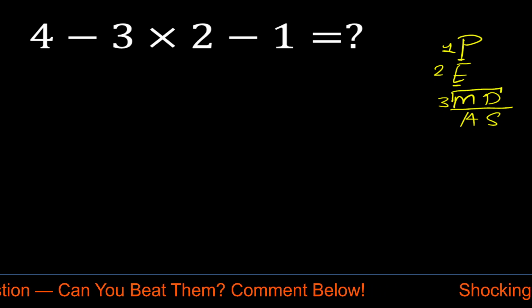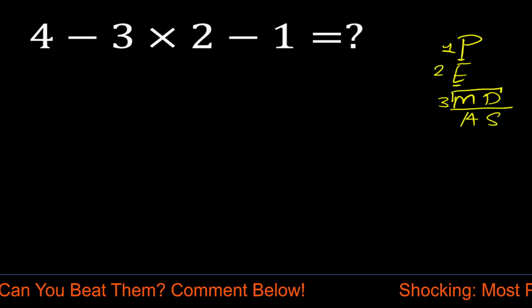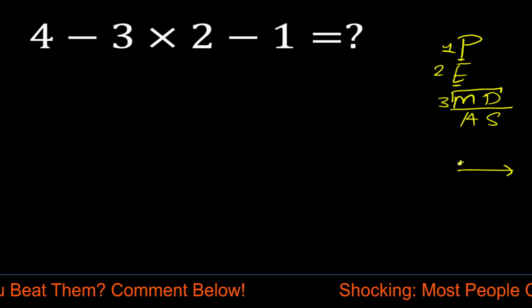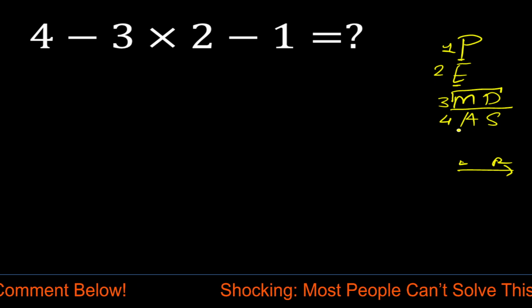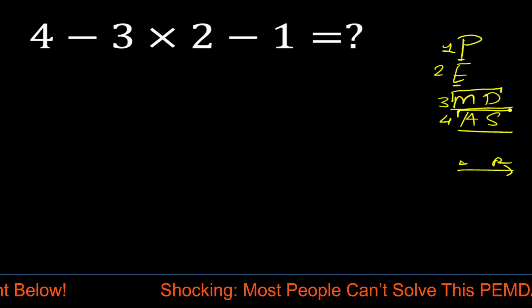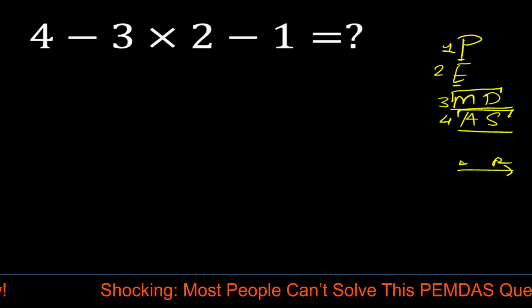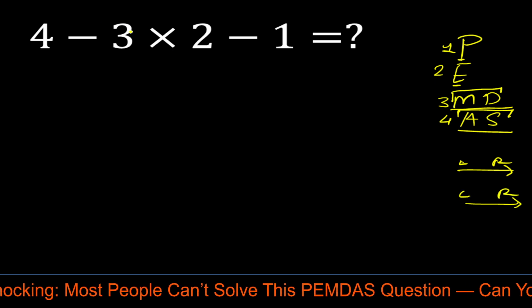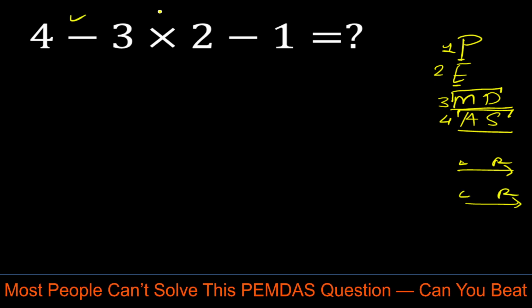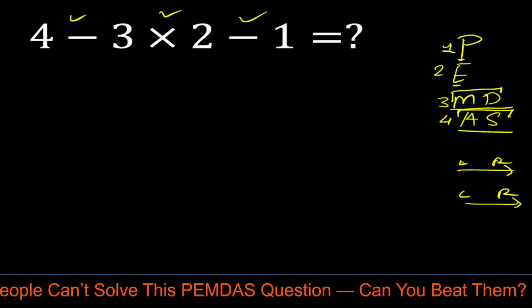Here multiplication and division both have equal priority, so we have to solve it from left to right. Then fourth and last priority is addition and subtraction. Also addition and subtraction both have equal priority, so we have to solve it from left to right. So in this question, here we have subtraction, here multiplication, and here subtraction.